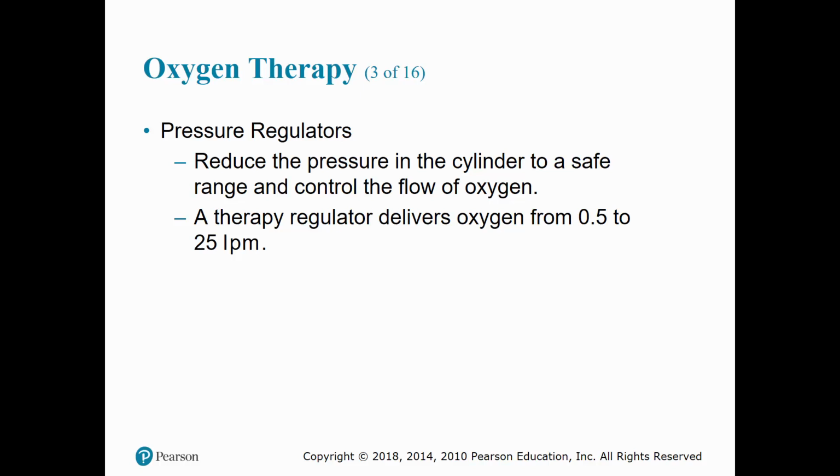The therapy regulator can administer oxygen from 0.5 liters per minute up to 25 liters per minute. It typically has two gauges, one indicating the pressure in the tank and the other indicating the measured flow of oxygen being delivered to the patient.